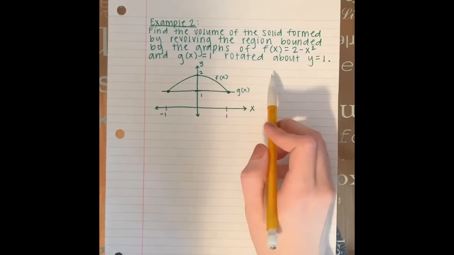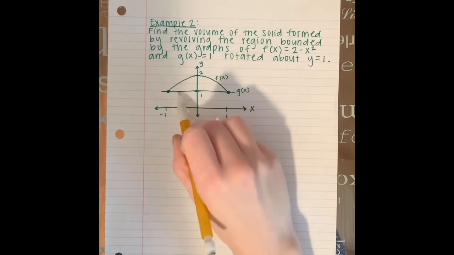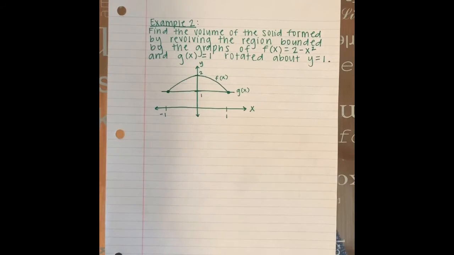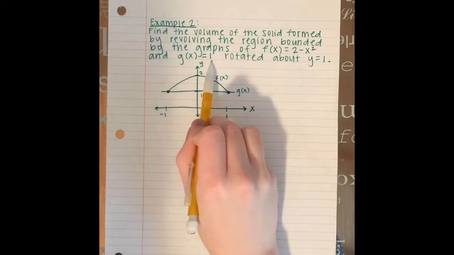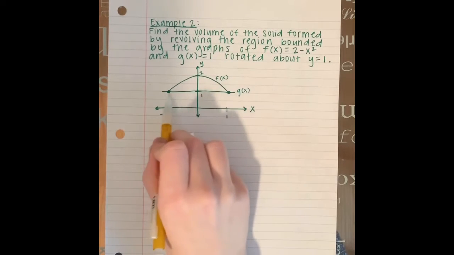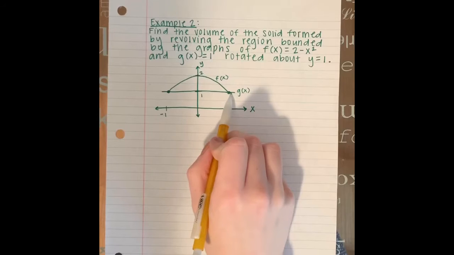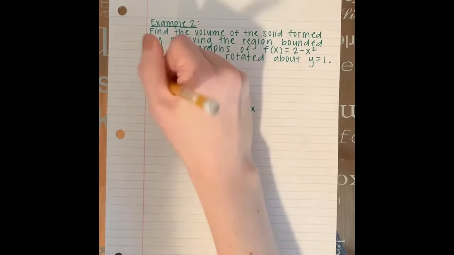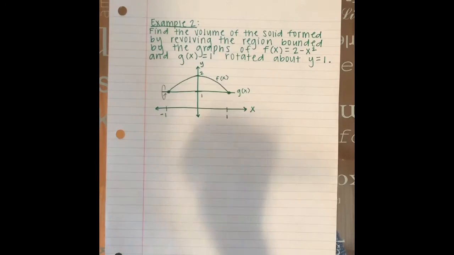The region is bounded by this graph right here, f of x, 2 minus x squared, and g of x equals 1. So this horizontal line right here is our g of x, and we're rotating it about y equals 1. This horizontal line is going to be our axis of rotation.